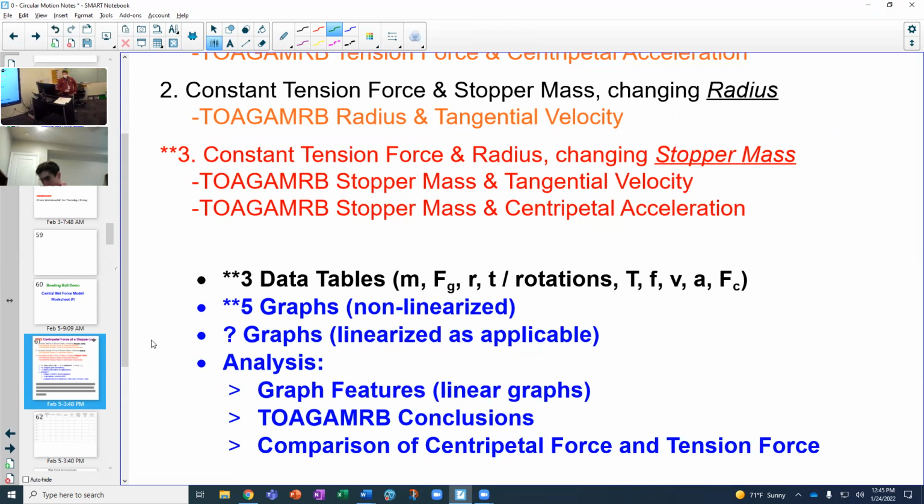All right? And then you're going to draw some conclusions. So what is the relationship between radius and tangential velocity, for example? You'll put that in your conclusion as well for each of those statements we're testing. And then comparing: what is the centripetal force, which you'll be calculating, compared to the tension force, which you'll know? How do those 2 things compare as you're going through and evaluating your data? That'll be part of your conclusion, and all of that is here on this rubric.